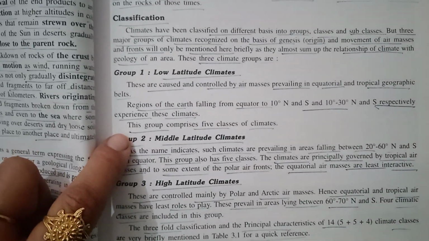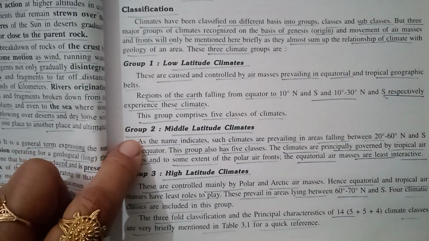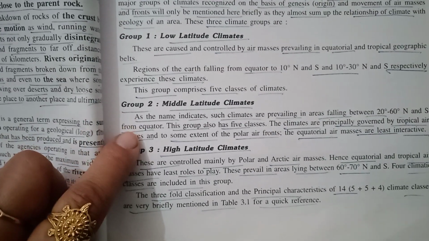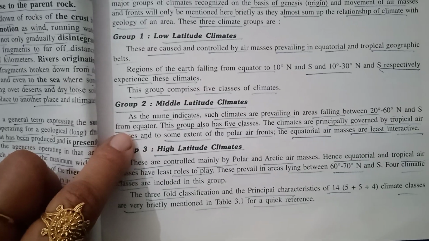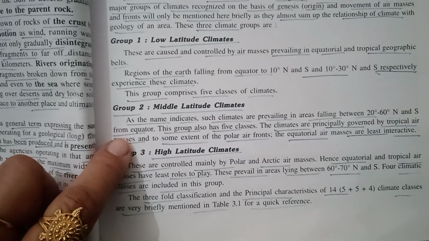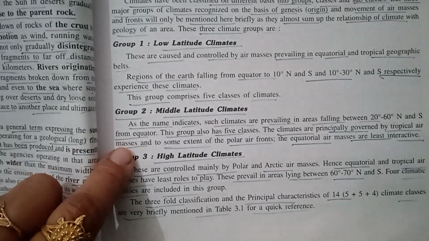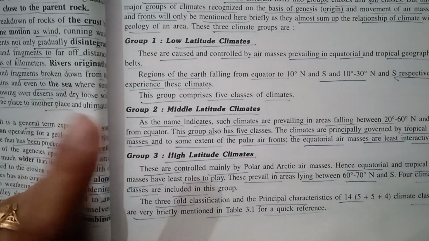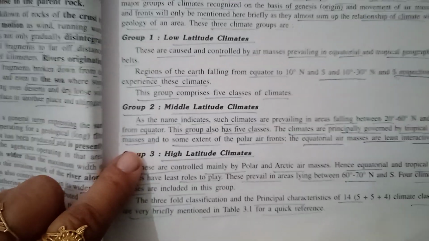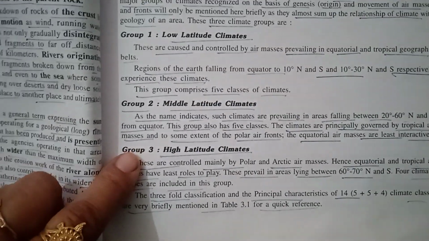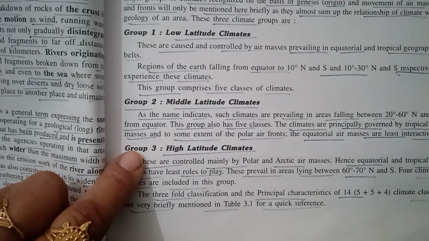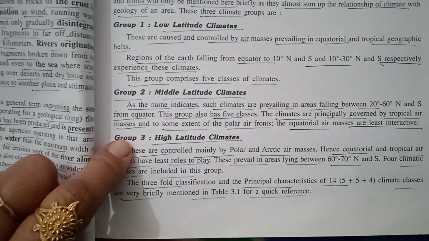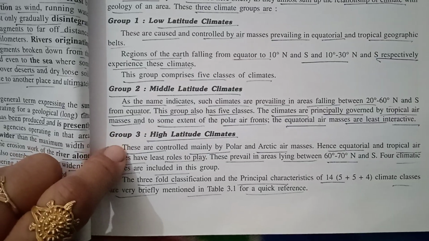This group comprises five classes of climates. Group 2 is middle latitude climates. As the name indicates, such climates prevail in areas falling between 20 degrees to 60 degrees north and south from the equator. This group also has five classes. The climates are principally governed by tropical air masses and to some extent by the polar air front. The equatorial air masses are least interactive.